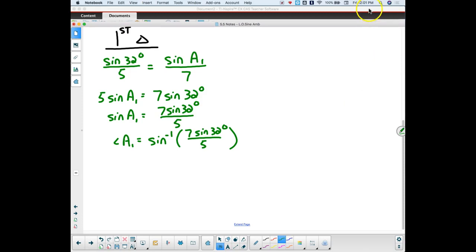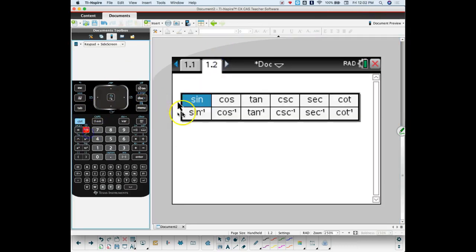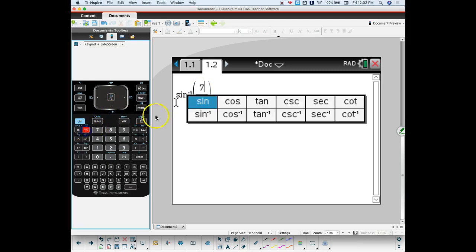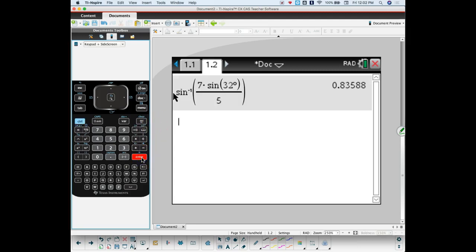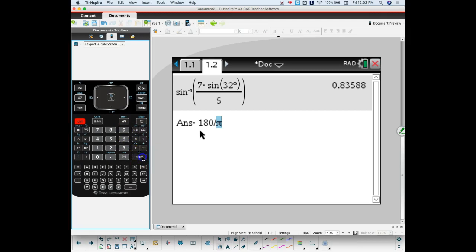So now we go calculatoring, and we say that the inverse sine of my fraction, and my fraction is 7 times the sine of 32 degrees divided by 5. And again, for me, that's in radians, so I am going to multiply that by 180 and divide that by pi, giving me angle A sub 1 of 47.8924 degrees.